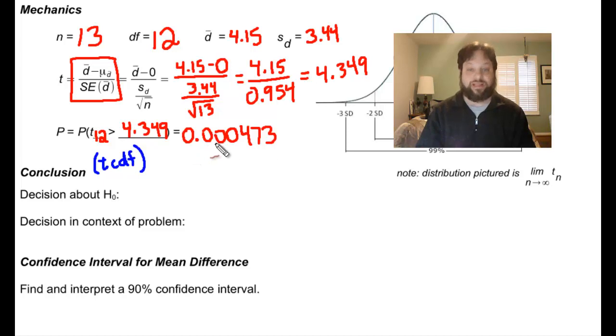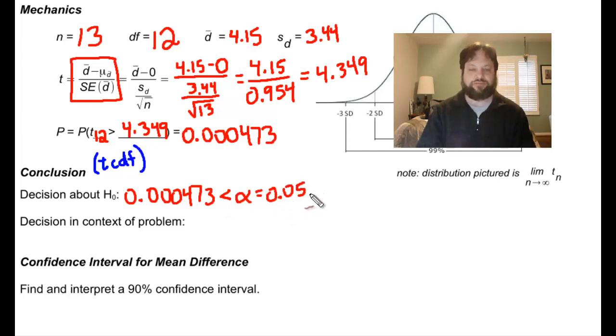Now, what can we say about that p-value? Well, what we can say is that p-value, 0.000473, is certainly far less than any reasonable alpha level, really. We'll say 5%. So since our p-value is so low, we are going to reject our null hypothesis. There's nothing new to that, of course.